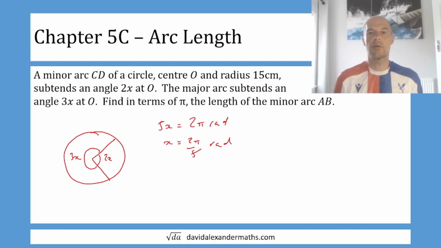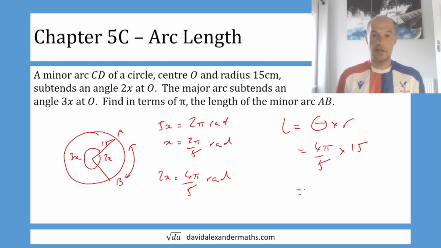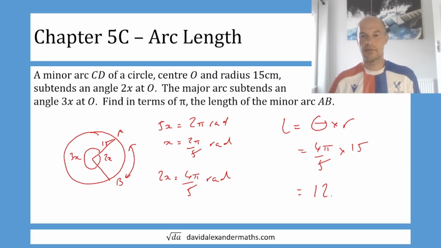So therefore we want to work out this minor arc AB. So we know that the angle is 2x, so 2x is going to be 4 pi over 5 radians. And we know that the radius is 15 centimeters, so therefore the arc length L is theta multiplied by r, and theta is 4 pi over 5, and we're going to be multiplying that by 15. So 4 pi divided by 5 multiplied by 15 is 12 pi. There we go. So in terms of pi, the length of the minor arc is 12 pi.